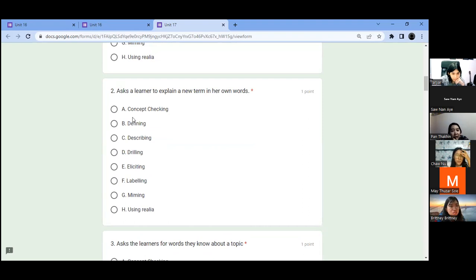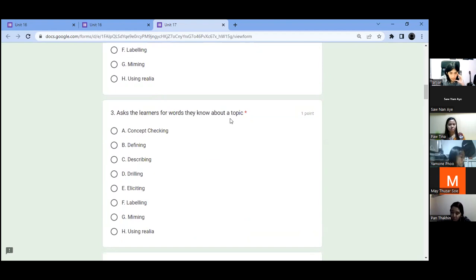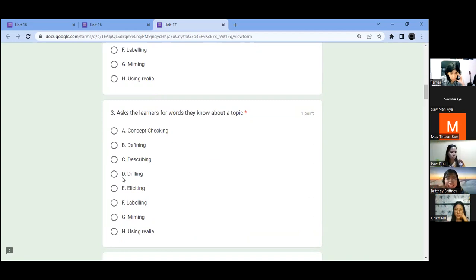A or E. I think it's eliciting. No, it's not eliciting. A new term in their own. So defining. How about describing? It can also be defining and describing. What's the difference? But it's about definition, so I don't think so. Defining is definite. Ah, yeah, so it should be B then. That's what they know about a topic. Eliciting, yes, right.